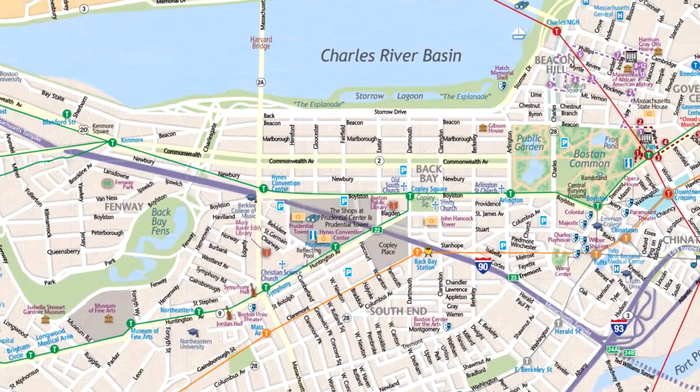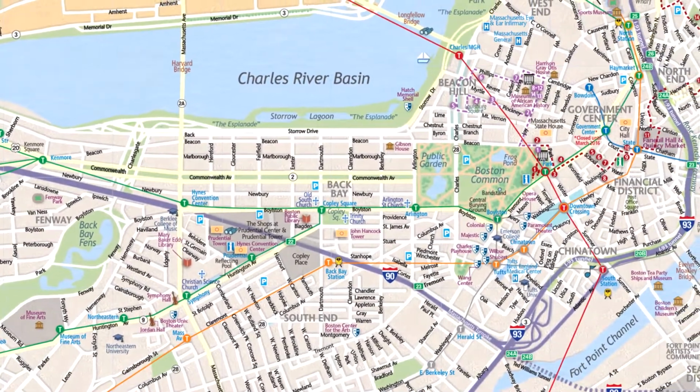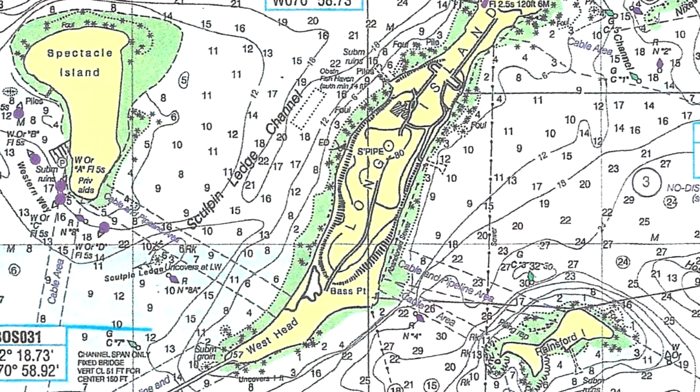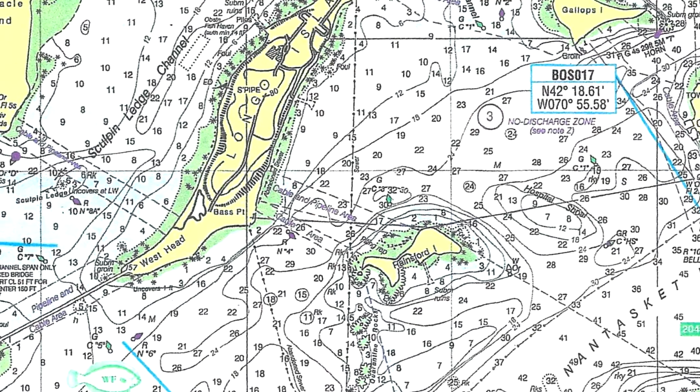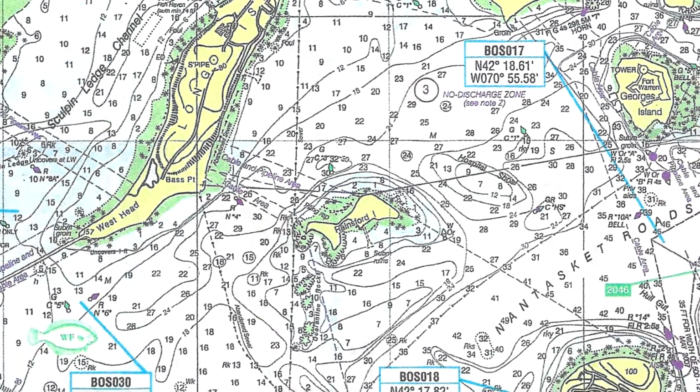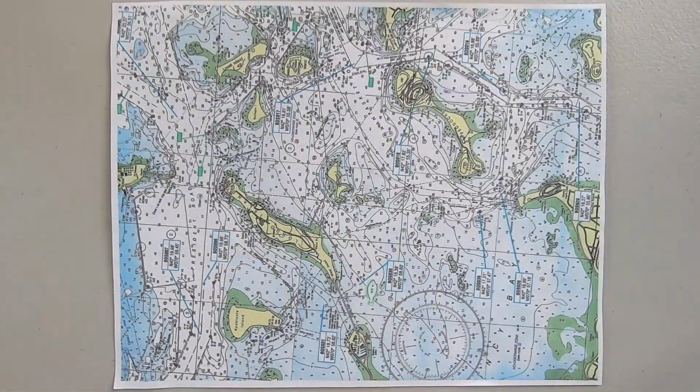We use maps on land to get us from one place to another. These maps show us street names, buildings, and other landmarks. On the water, sailors and other mariners use nautical charts to help them navigate the ocean. On these charts, we can see how deep the water is, where rocks are, and other useful information. Today, I'm going to teach you all the basics of chart reading.